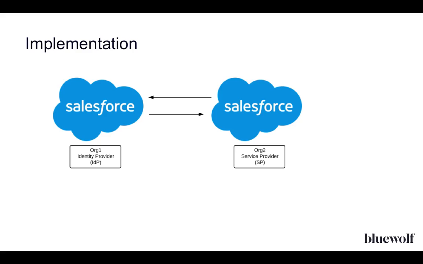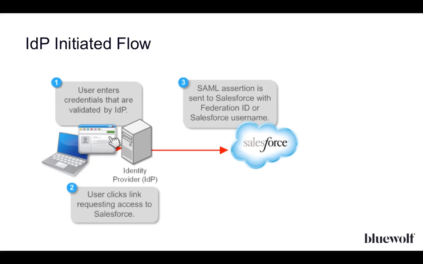And with single sign-on, there are a couple of different flows, and we can test both these flows. The first flow is the identity provider initiated flow. With this flow, the user logs into the identity provider, and after logging in, tries to access the service provider. When that is done, the identity provider sends over a SAML assertion to Salesforce. And the SAML assertion has details like the federation ID or the Salesforce email or Salesforce username.